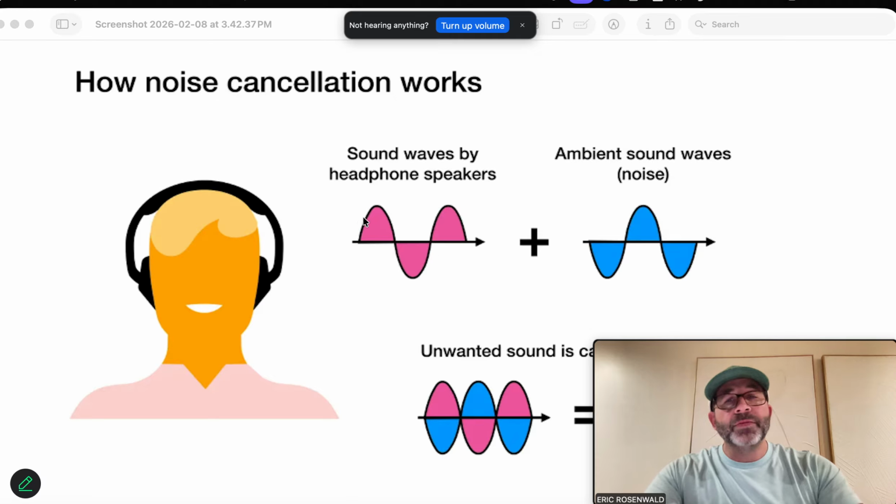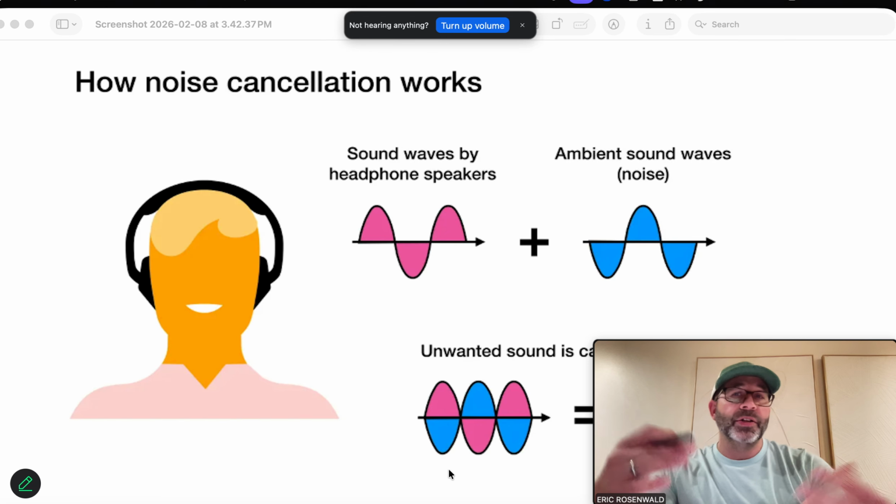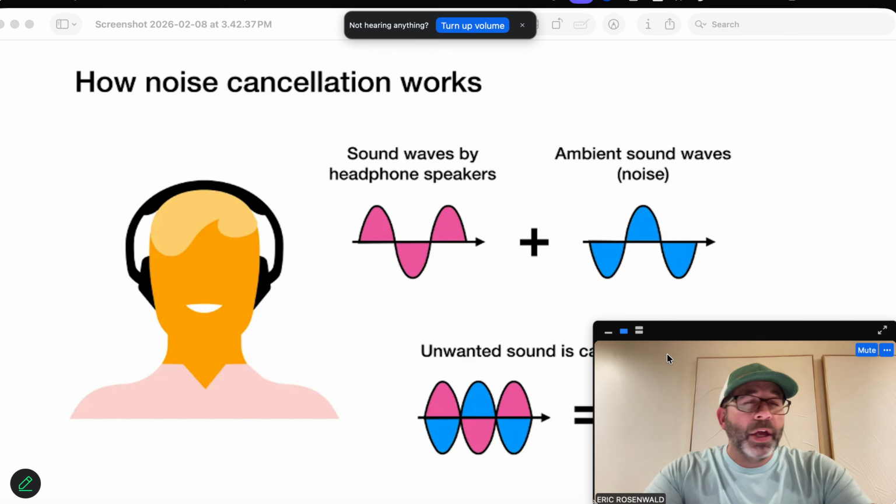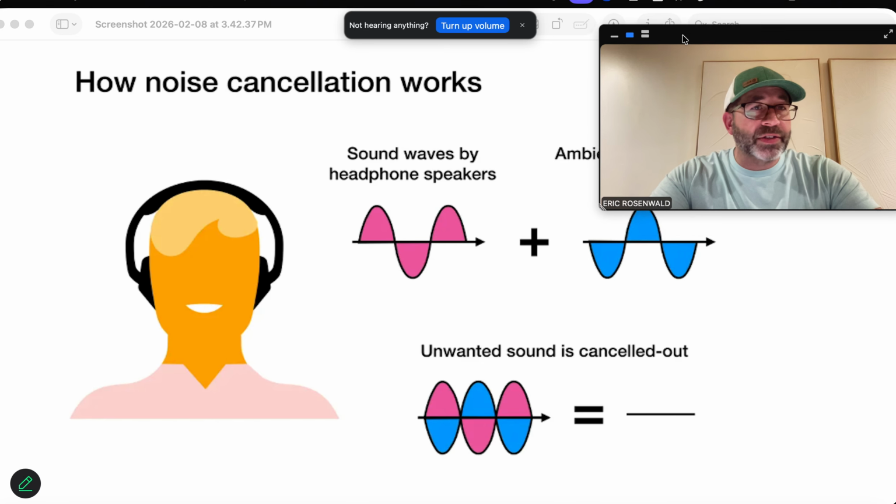So as sound comes in, we get this sound wave going like this. And then in the blue, we get the opposite sound wave, which is the ambient sound. And if you put them together, they net a zero sound, which is the noise cancellation technology. So it's a pretty big concept, as I said, in the world.